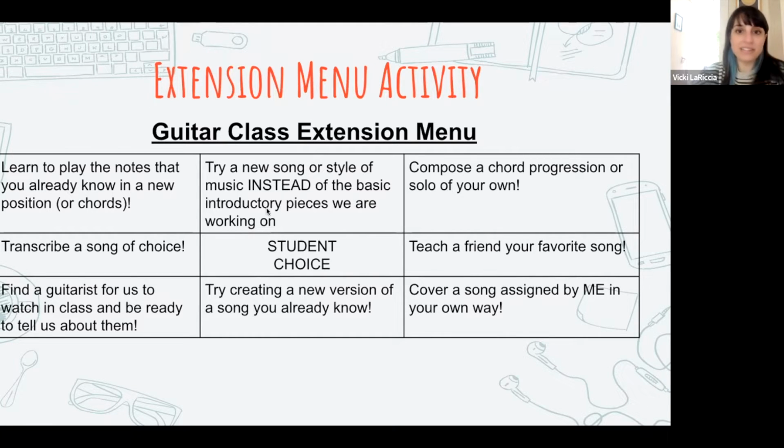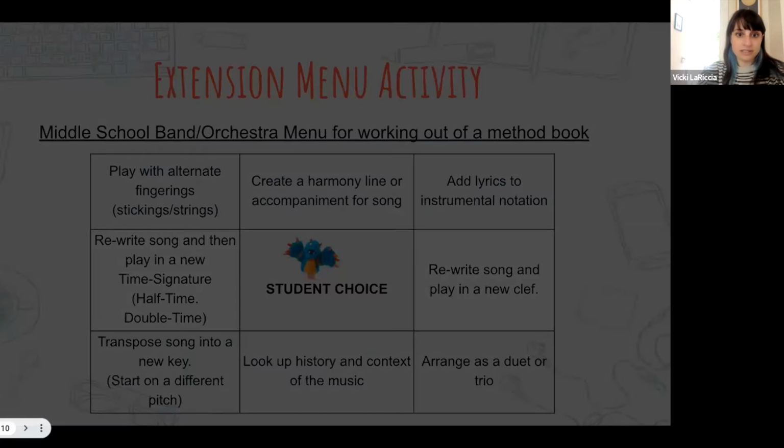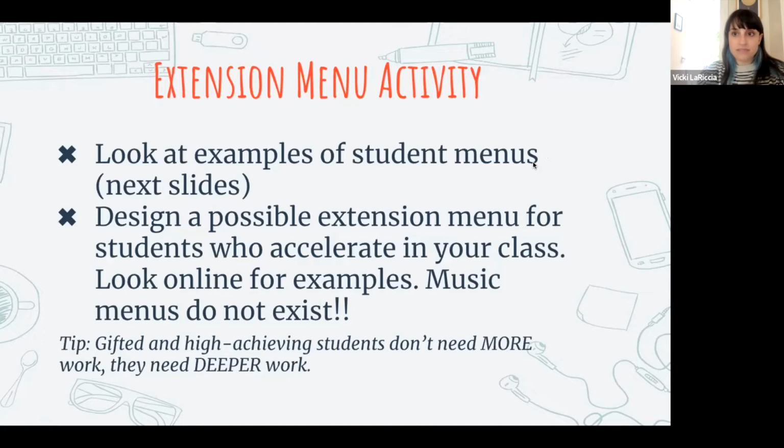So what I'd like you to do now is think about your classes and your students that might need extensions. Create one. We're going to take a few minutes to do this. Create a possible extension menu for those students that accelerate in your class. And then I'm wondering the best way, if you want to share it, I'll just give you my email and then I can share it on my screen once you email it to me.